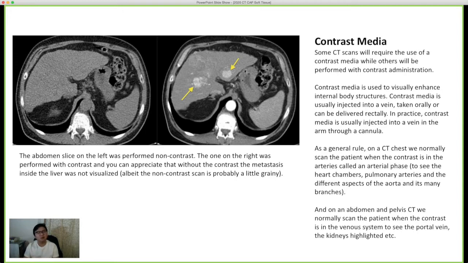So therefore it's more noisy. There isn't as much information, so there's more quantum noise, and that's what this pixelated hazy appearance that you see through the liver and the spleen is.